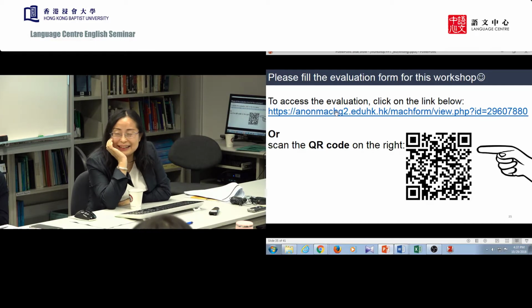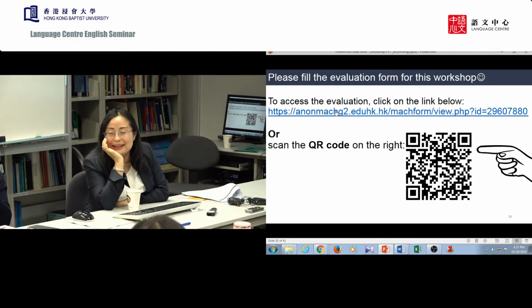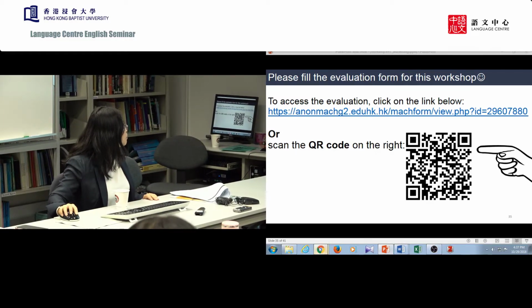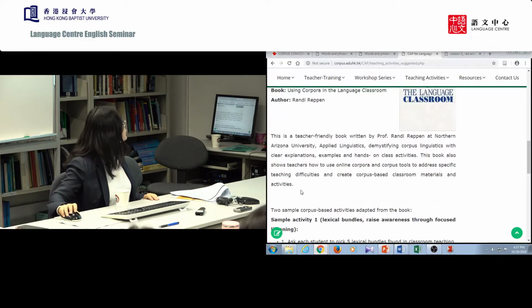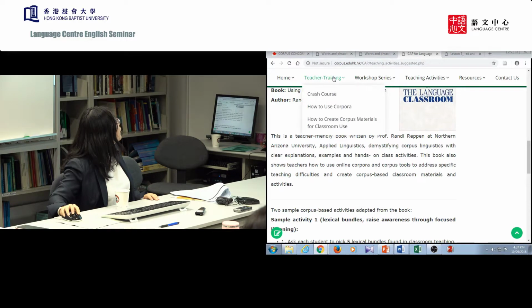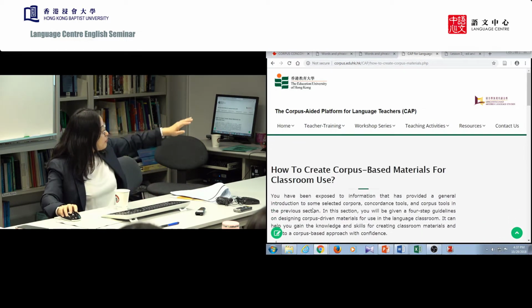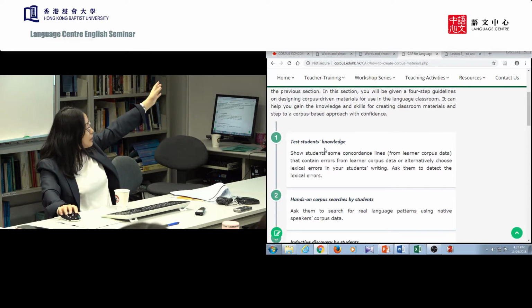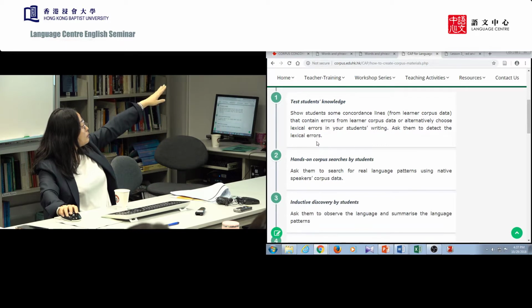No question. Okay. Is it free? Actually, if you want, I can also show you briefly the website on how to create corpus materials for classroom use. Here I just provide you with some basic guiding principles. So maybe you can take a look.